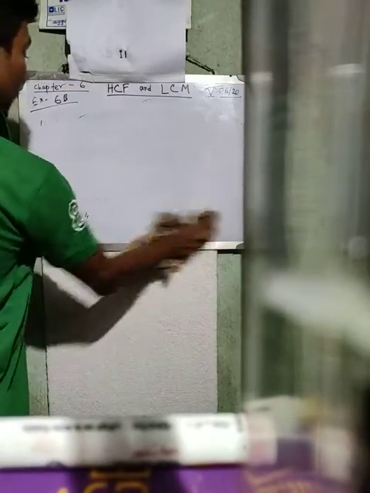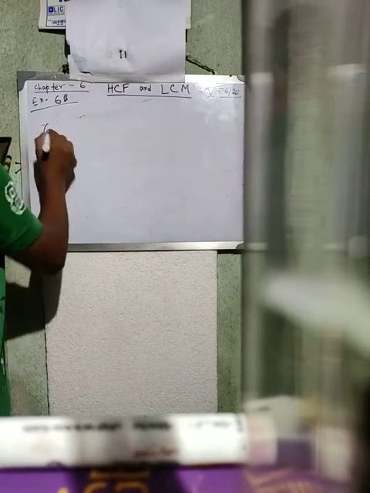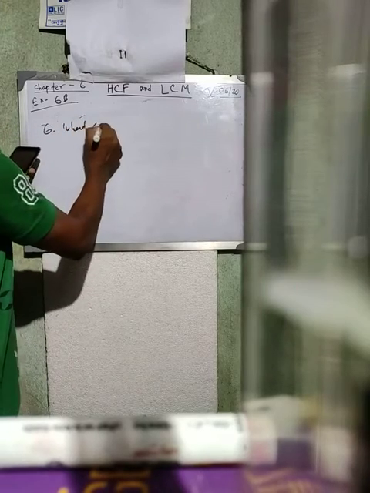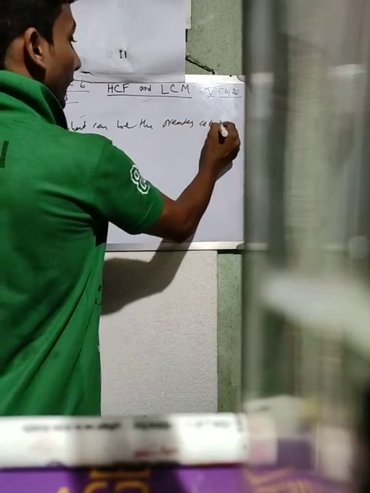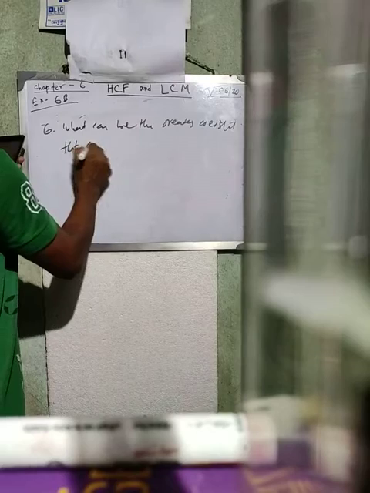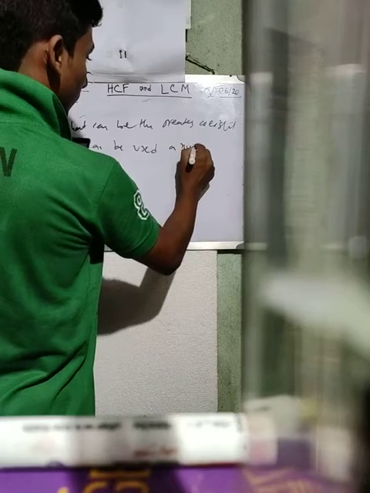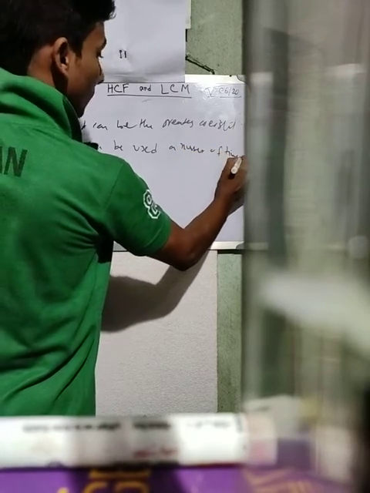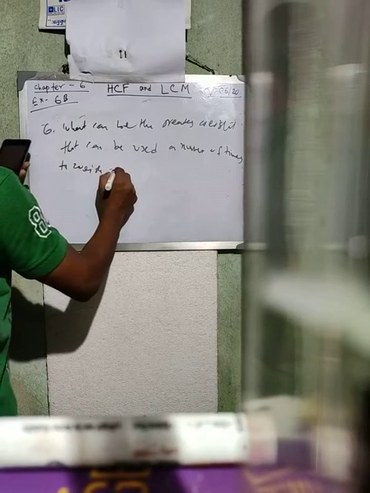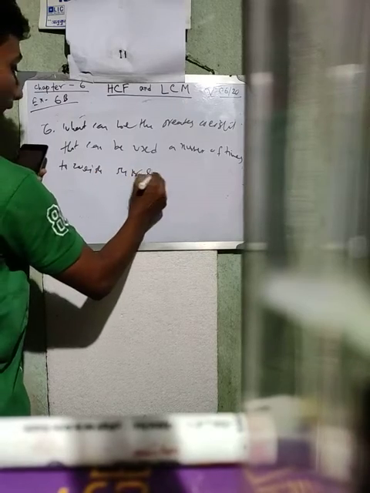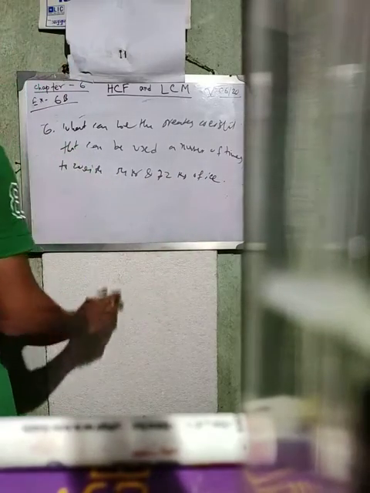Done. And last, I am doing sum number 6. What can be the greatest weight that can be used a number of times to weigh 54 kg and 72 kg of ice.